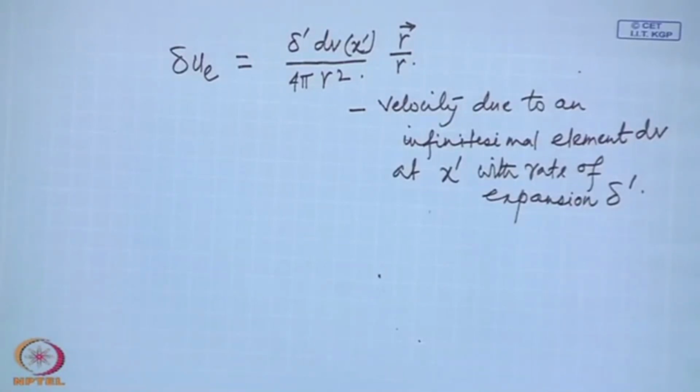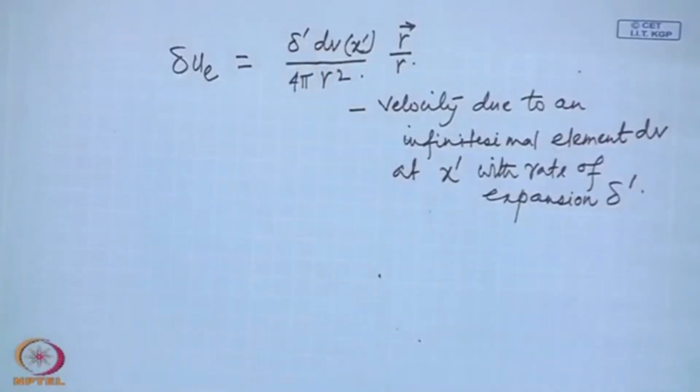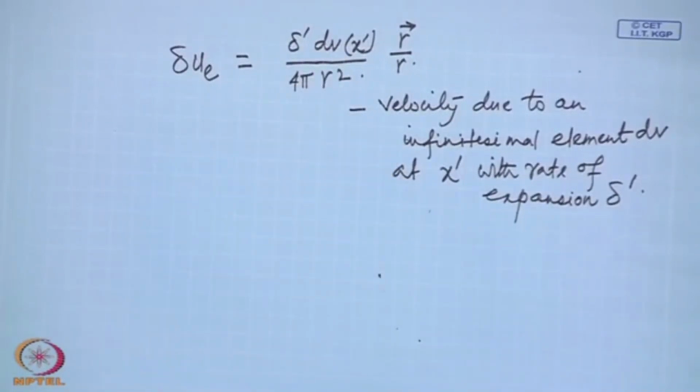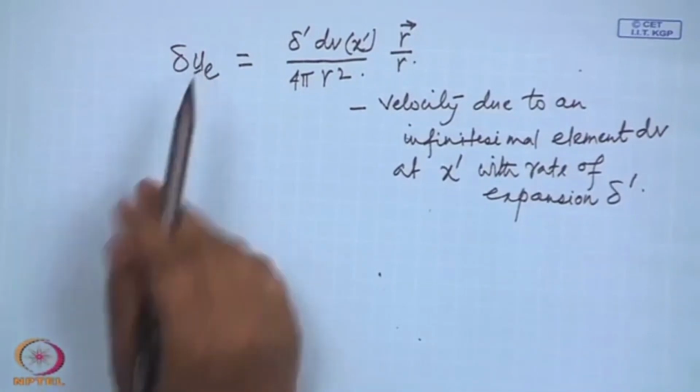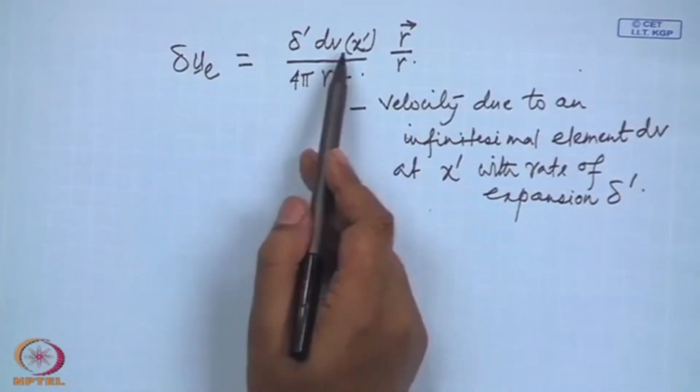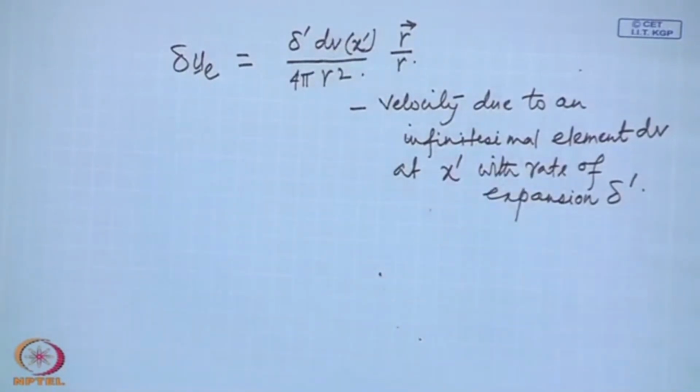Something is there which is creating the volume, a volume source, a source of fluid volume. So, if there is a source of fluid volume which has a rate of expansion delta prime over the element dV prime, then it will induce a velocity field given by this. Outside that volume element, everywhere, the expansion remains this delta prime. So, when we integrate it, we get the specified volume element.